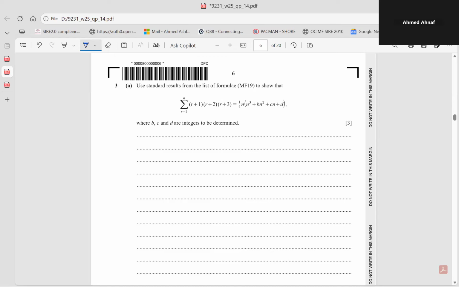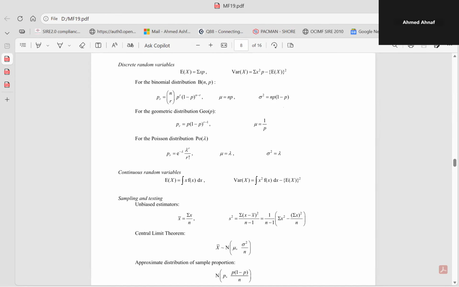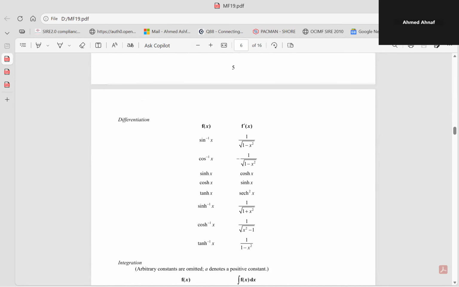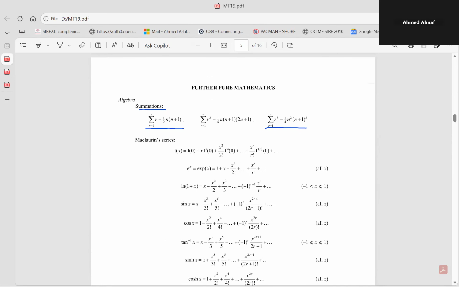So for this third question, for the first part, we are told to use standard results from our MF19 to show that this result here is true, where b, c and d are integers to be determined. To do this question, it's really simple. The standard results that they're referring to, go to further pure maths, I believe. It's the very first thing under algebra.